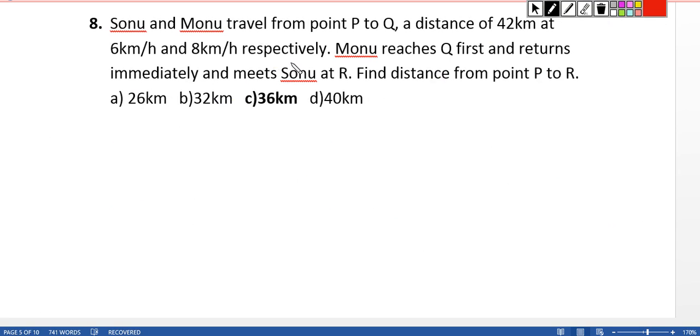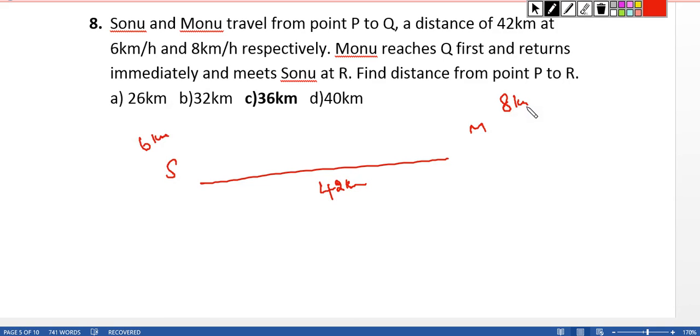So Sonu and Monu travel from point P to Q, a distance of 42 kilometers, at 6 km per hour and 8 km per hour. So here is Sonu, here is Monu. This is 42 km. So he travels at 6 km per hour, he travels at 8 km per hour from point P to Q. So actually that would be incorrect.